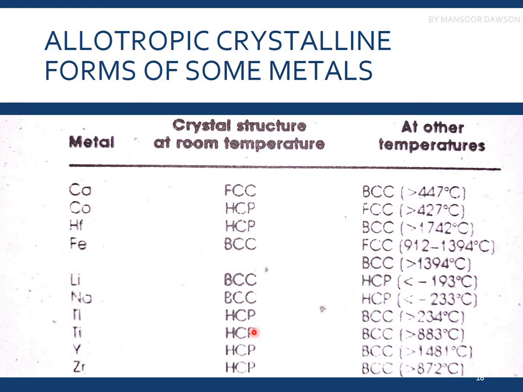Then we have titanium, which again converts itself from HCP to BCC at above 883 degrees centigrade. Then we have yttrium and zirconium, which again convert themselves from HCP to BCC structure at a high temperature. So you can see that the same element's structure also changes with respect to temperature. Not in all the elements, but usually in transition elements it changes.